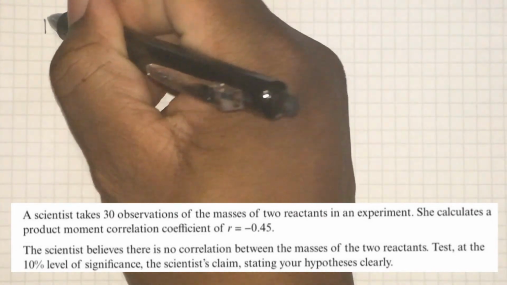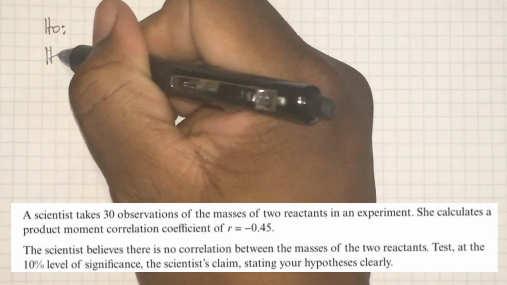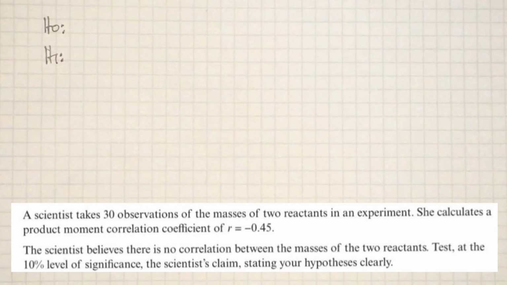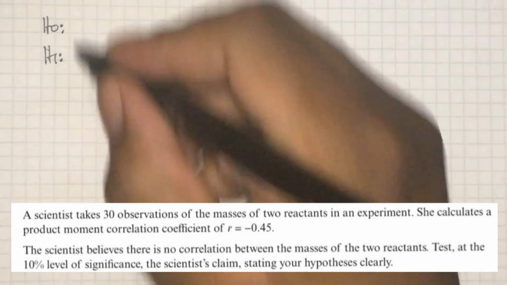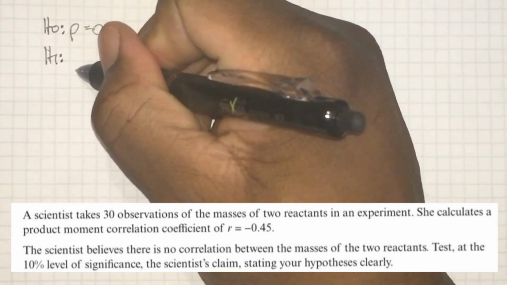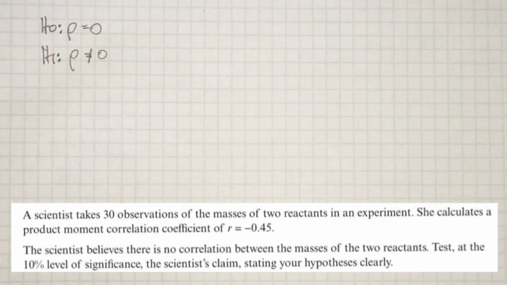So let's have a look at another example here. This time round, we've already been given the test statistic. R's already been calculated for us. We'll go ahead and read through to decide what type of hypothesis test we're doing. If you read carefully, you realize that the scientist believes there's no correlation between the masses. We have no indication of whether we're looking for positive or negative, so we're actually just going to look for some correlation. We're going to set the alternate hypothesis to rho does not equal 0. This is then a two-tailed test.